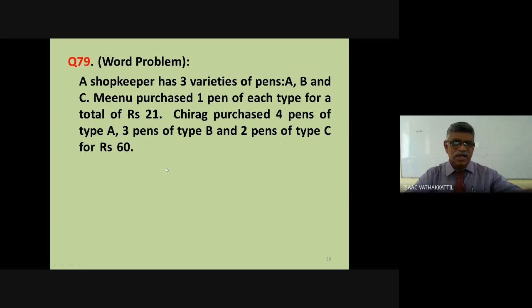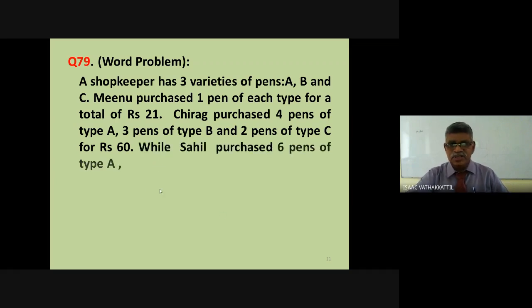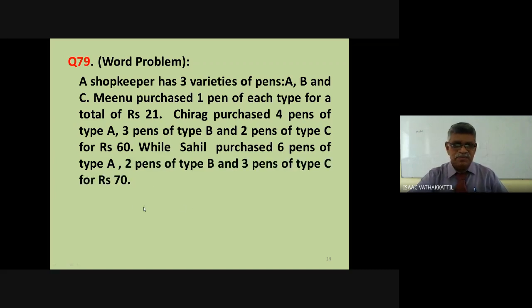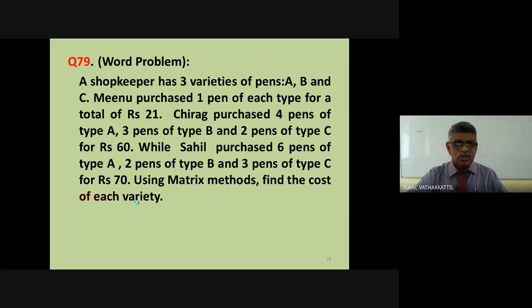While Sahil purchased 6 pens of type A, 2 pens of type B, and 3 pens of type C at rupees 70. Using matrix method, find the cost of each variety of pens.